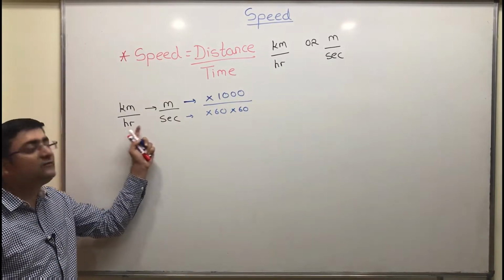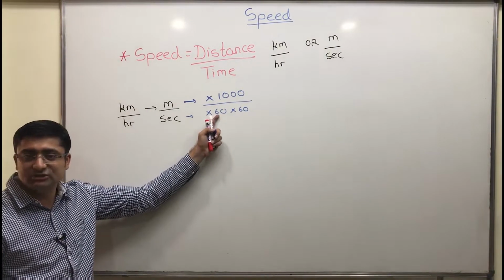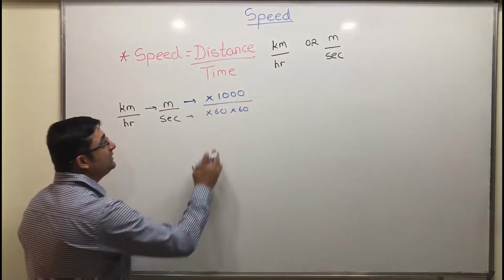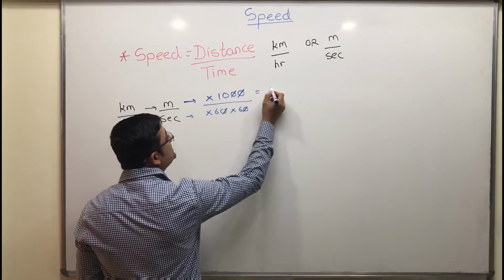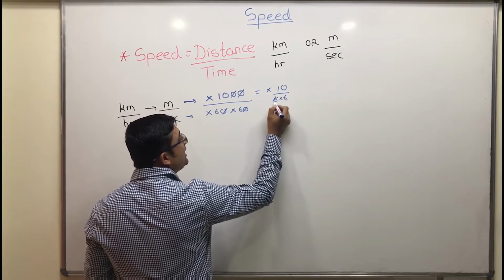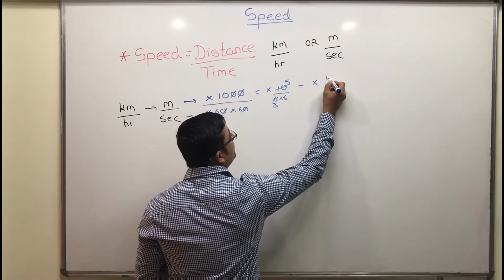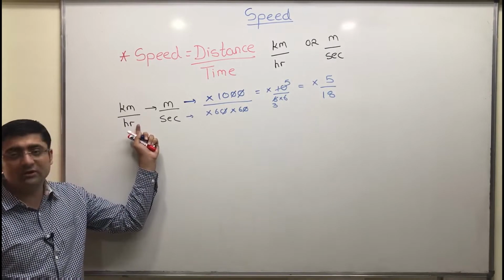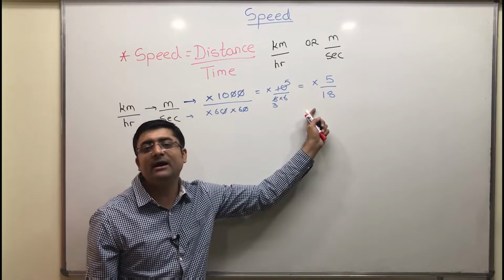I repeat, how do we convert hour to second? We first convert hour to minute. 1 hour is 60 minutes. So into 60. 1 minute is how many seconds? 60. So into 60. Is this clear? So 0, 0 cancel, 0, 0 cancel. Then we get this as into 10 by 6 into 6. So again, 6 divided by 2, 3. 10 divided by 2, 5. So this is equal to into 5 upon 3 into 6, 18. That means whenever you want to convert from kilometers per hour to meter per second, we multiply by 5 by 18.